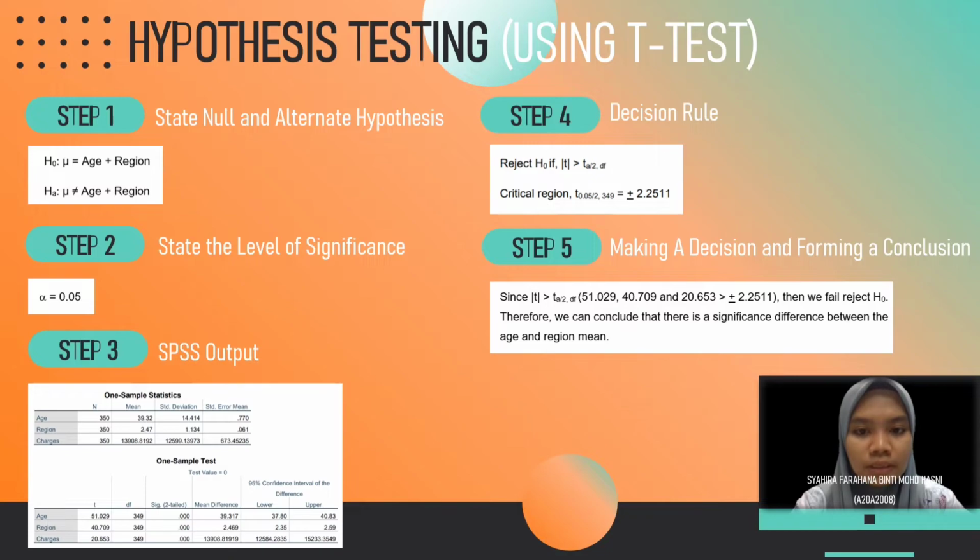First, I will explain the steps of using the t-test calculation. Step 1. State the null and alternate hypothesis. H0: mu equal to H plus region.